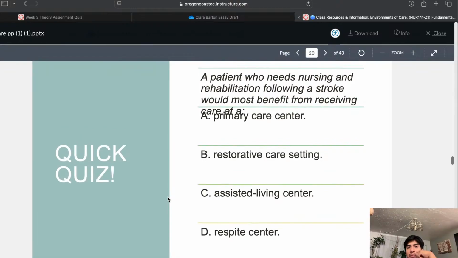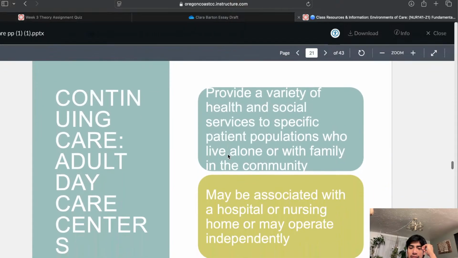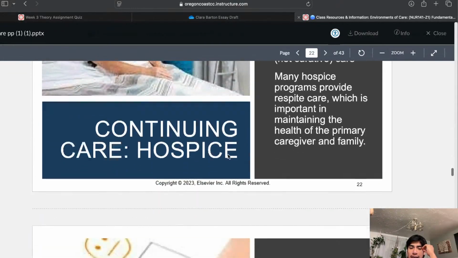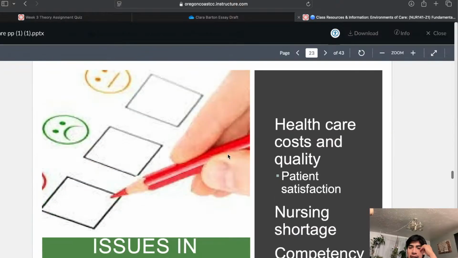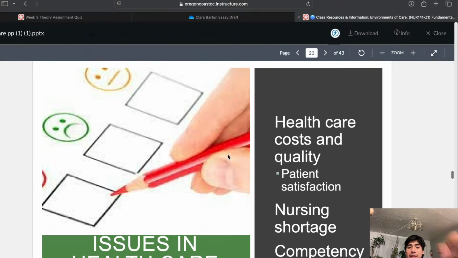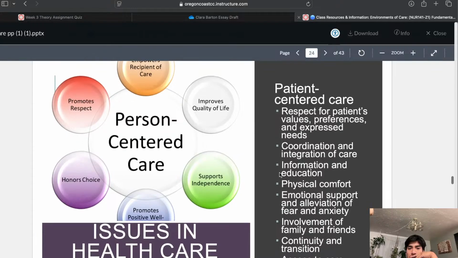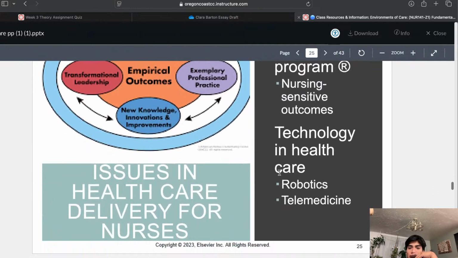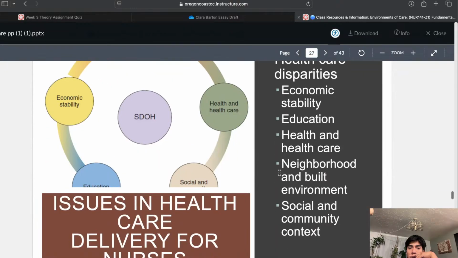Quick quiz. Patient who needs nursing and rehabilitation will probably get restorative. Oh, it doesn't even tell you. Continuing care hospice, people who are about to pass away. Healthcare costs, patient satisfaction. So this is the paper value thing, the patient satisfaction. Competency, patient-centered care, we know this. Magnet recognition, we know this.